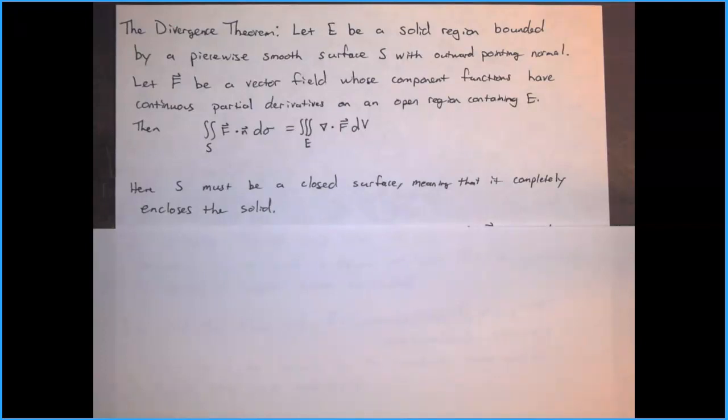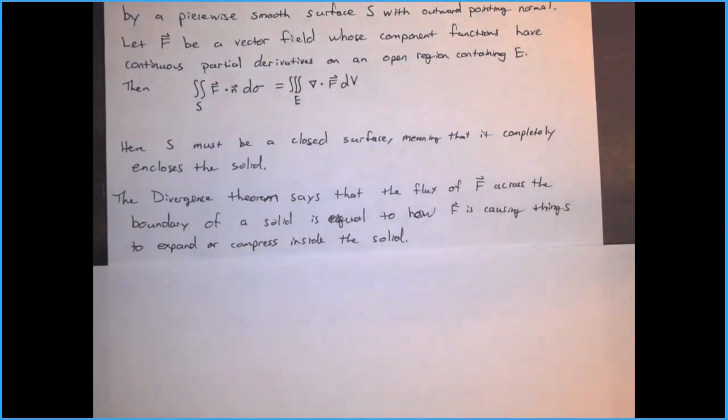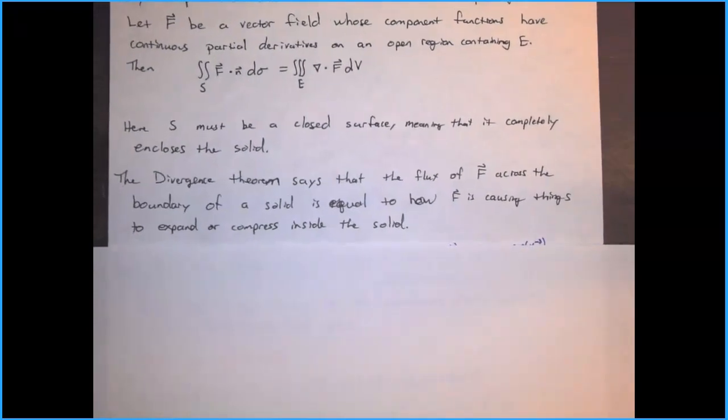But if I were to look at a hemisphere, that has a boundary curve. It has a boundary curve that's a circle, so that's not a closed surface. So that's the key difference here. For the divergence theorem, we need a closed surface. For Stokes' theorem, we needed a surface that had a boundary curve. Now, what the divergence theorem is saying is exactly what Green's theorem was saying in the flux divergence case. It says the flux of F across the boundary, so across the surface, is equal to how things are expanding or compressing inside the region, inside the solid.